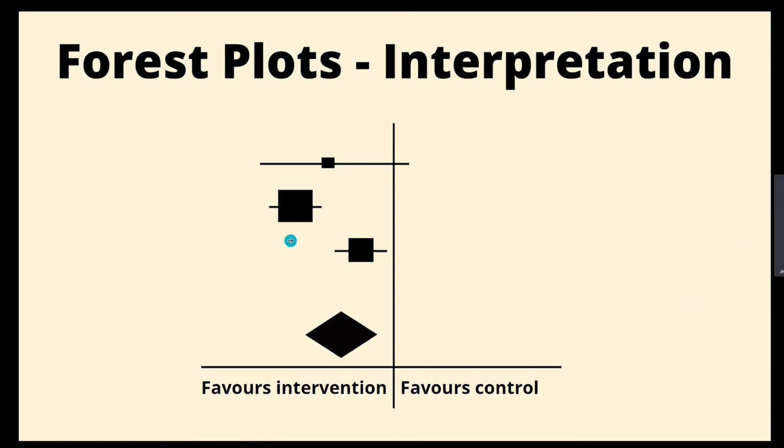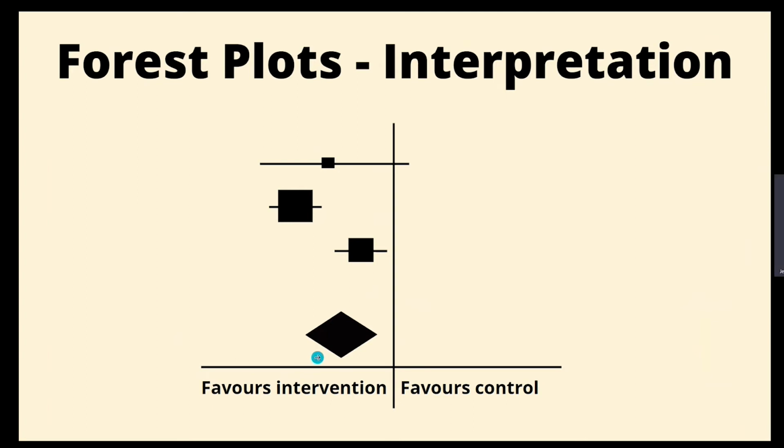You will also notice these squares and how they differ in size. The squares represent the weight of the trial or the study, in other words, the quality of that study. Often those studies which are given a larger weighting are also those with larger sample sizes. The bigger the square, potentially the better the quality.